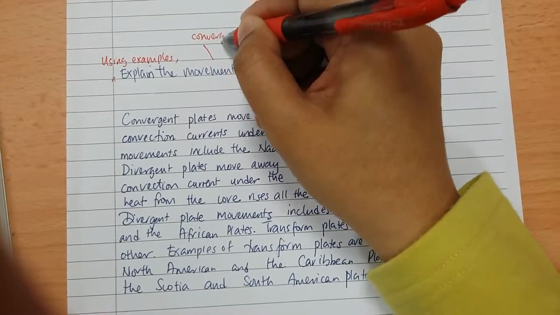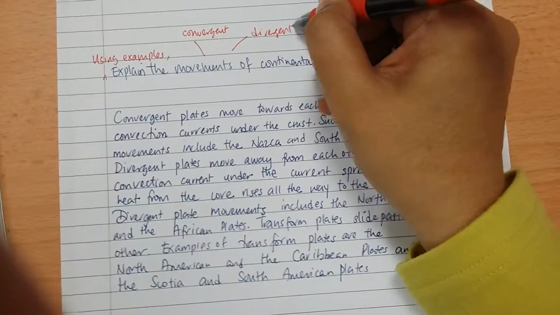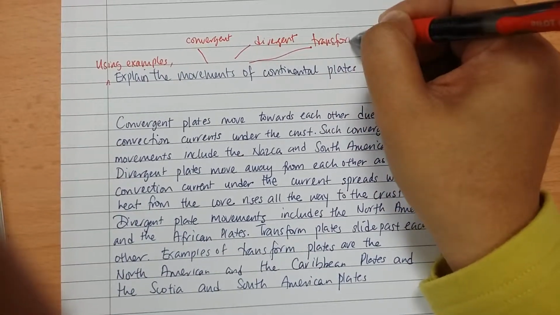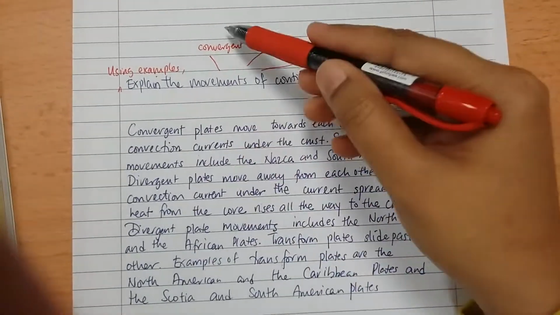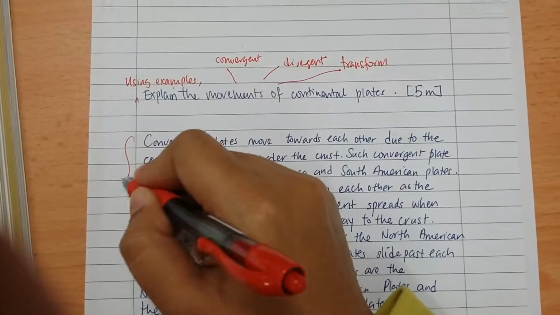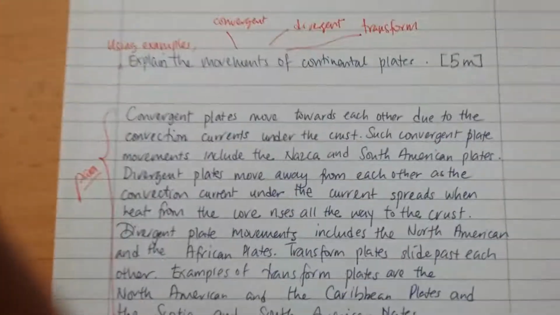Okay, so you know that you need to answer the 3 different kinds of movements: convergent, divergent, and transform movement. So I must see 3 separate paragraphs, not a chunk like this. Okay, so there's a problem with paragraphing here. Okay, let's begin.